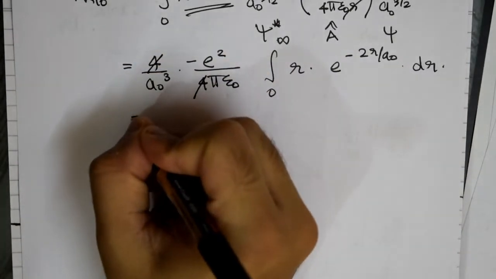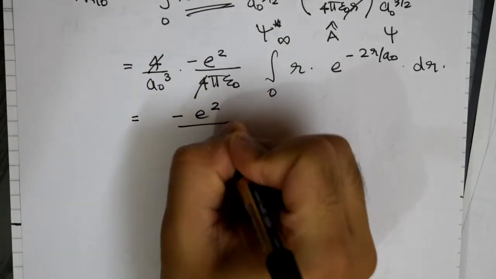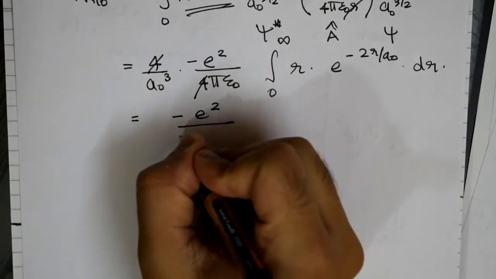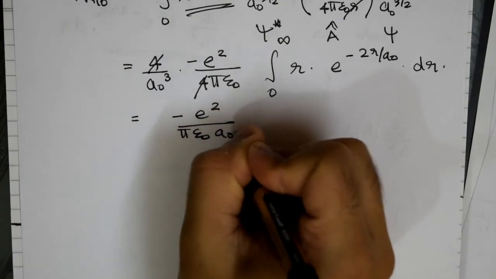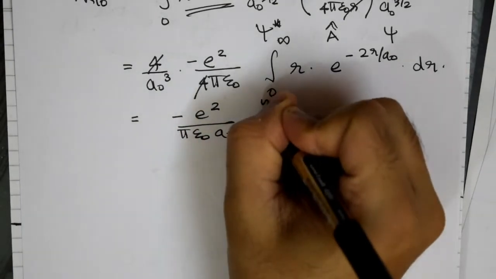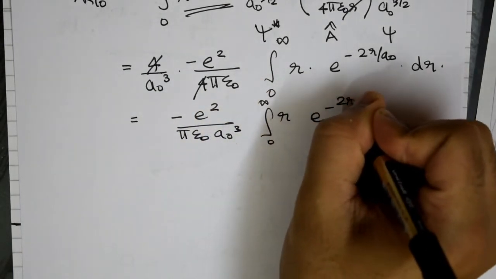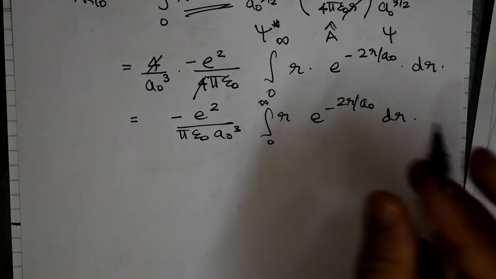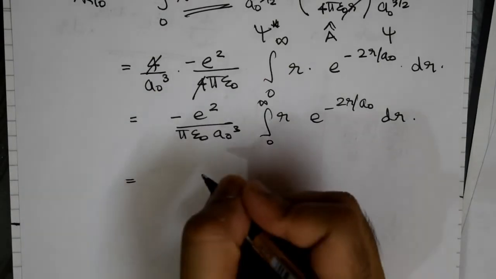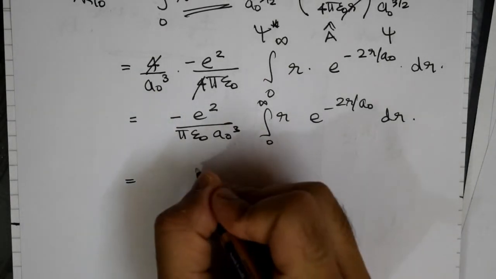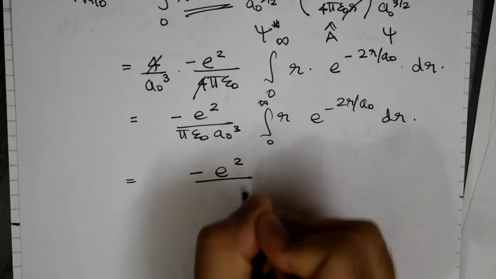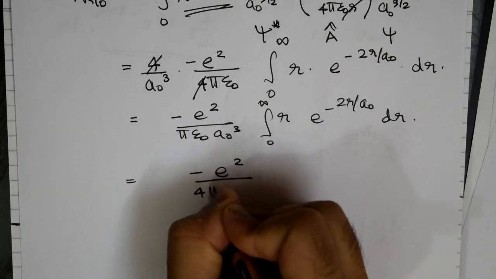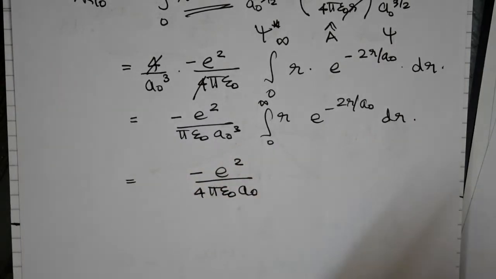This will be minus e square by 4 pi epsilon naught a naught cube, integral 0 to infinity r e power minus 2r by a naught dr. Yeah, so we end up getting this. Once again, using the standard integral, one will be able to realize that the final answer comes up to e square divided by 4 pi epsilon naught a naught. I am skipping the integration because I am quite confident that you will be able to find the standard integrals and integrate it by yourself.